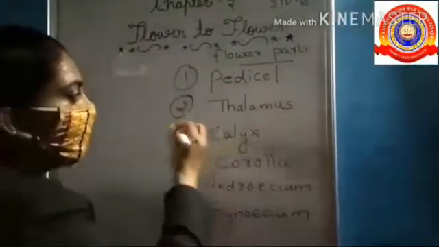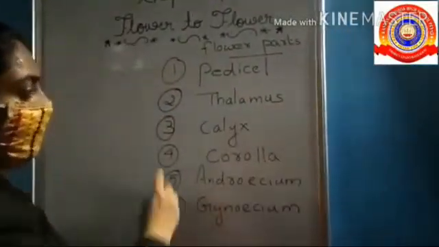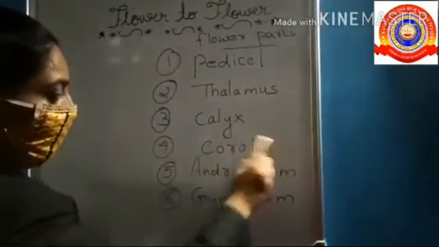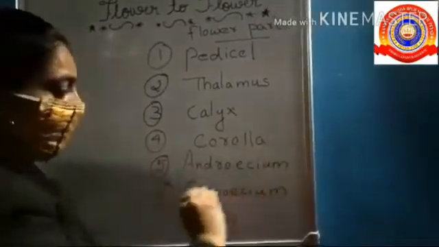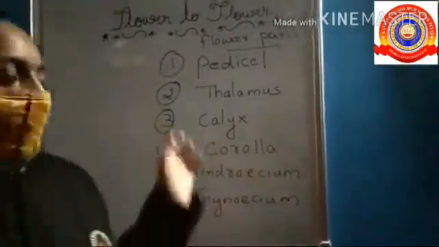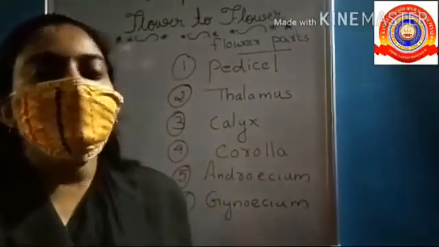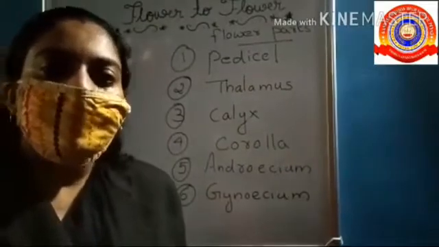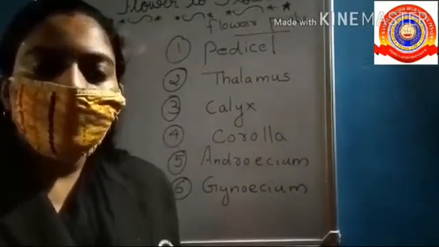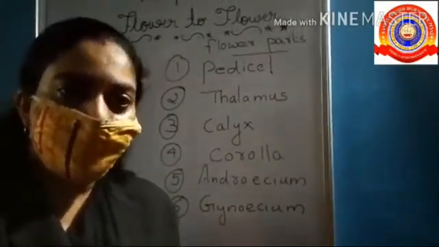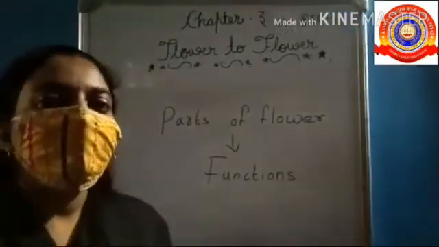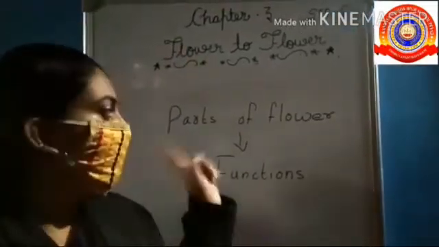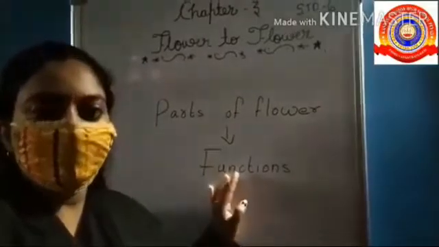First one is the pedicel, second one is thalamus, third one is calyx, fourth one is corolla, fifth one is androecium, and sixth one is gynoecium. These are the flower parts. And so we studied about the parts of flower. The flower has 6 parts. Children, did you understand this? Okay children, next we have to study about the functions of these parts.